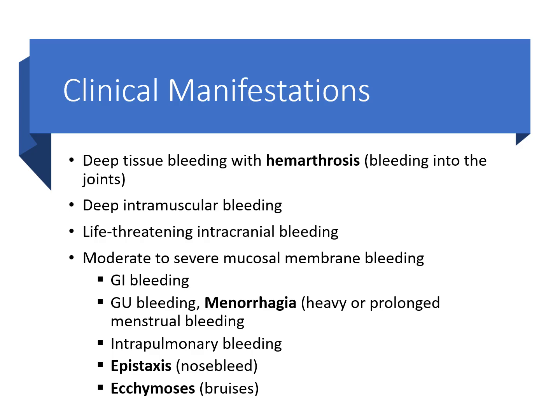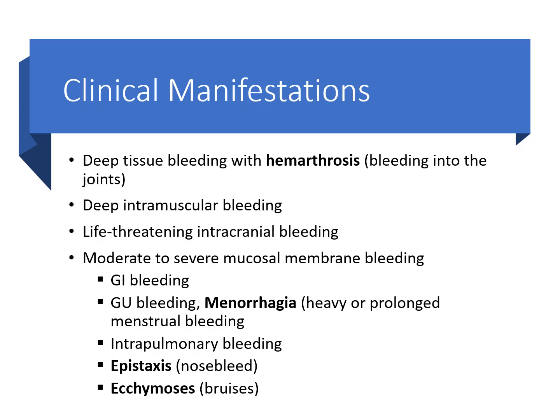What would make one suspect that they or their loved one has a coagulation disorder or clotting disorder? Well, here are some of the clinical manifestations. And when I say clinical manifestations, I'm talking about the things that we can see, so signs and symptoms, things that a patient may go to the doctor for because it's not really normal. First one is going to be deep tissue bleeding with hemarthrosis. So we'll see some bleeding into the joints. Deep intramuscular bleeding.